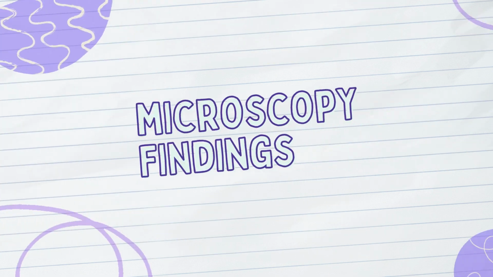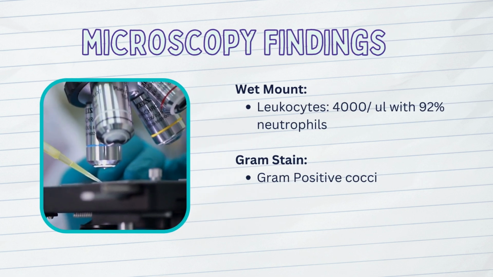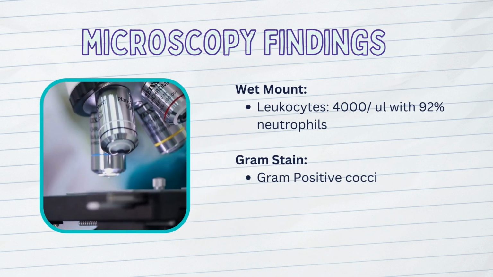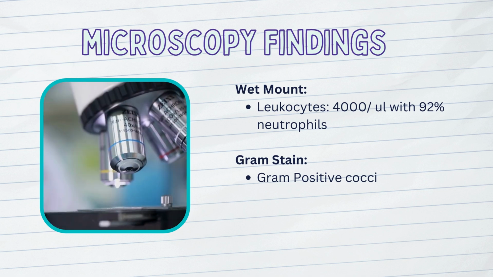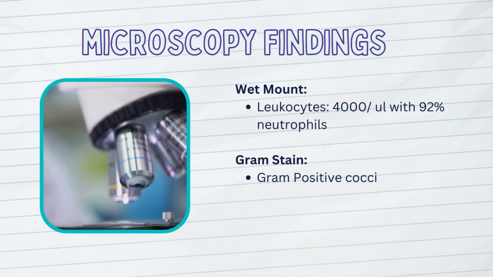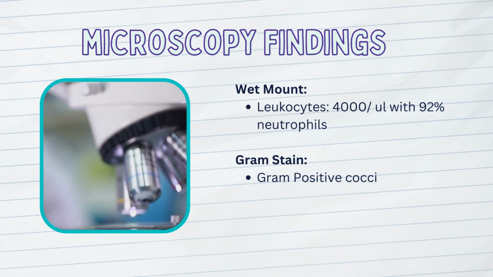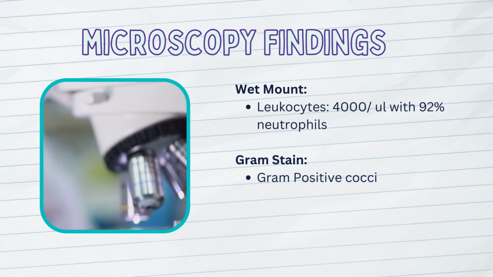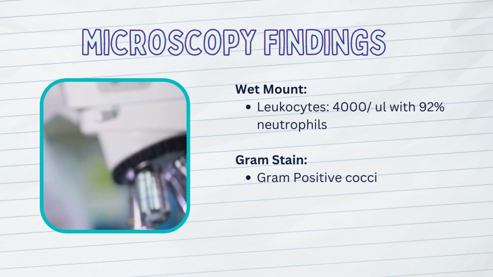So let's look at the microscopy findings. These findings include a wet mount plus a gram stain. For the wet mount, we found leukocytes, about 4,000 per nanoliter, with 92% of them being neutrophils. And the gram stain found gram-positive cocci.